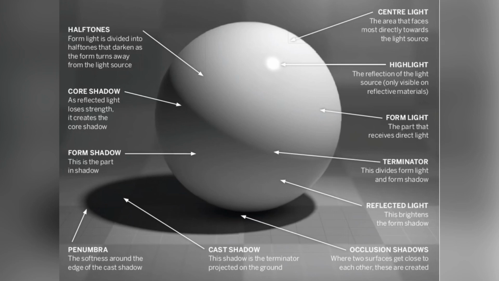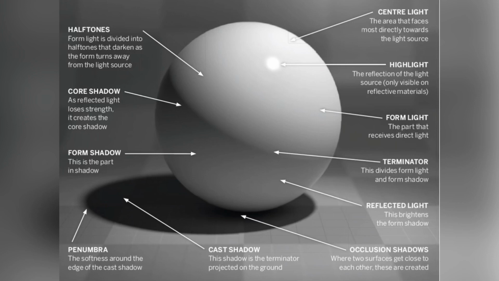The third important thing is the cast shadow. Cast shadow is the shadow of the object itself which forms either on the surface of the floor or on the nearby object. So the shape of this shadow depends upon the angle of sunlight.